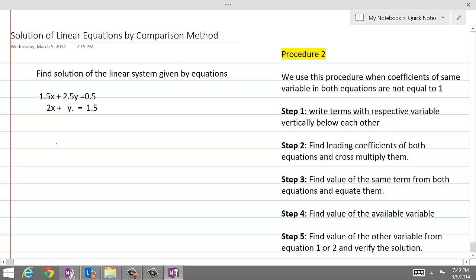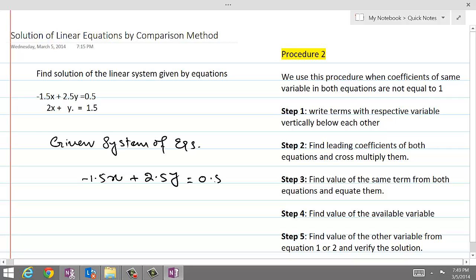So the given system, let's write down the given system of equations: minus 1.5x plus 2.5y equal to 0.5. Let's call this equation number 1. And the second equation we have is 2x plus y equal to 1.5. Let's call this equation number 2.